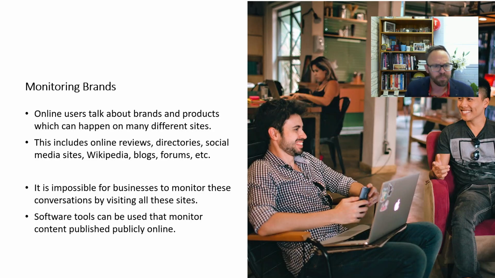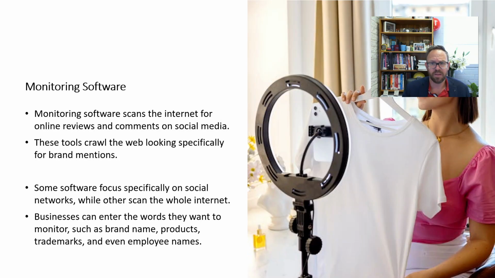Now it's impossible for businesses to monitor all of these online sites at the same time, and especially everything that's being said on there. It's practically impossible, right? So software tools can be used that monitor content that is published publicly online. The way this works is the monitoring software scans the internet for online reviews. It's like a search engine type thing, and continually searches for those key phrases that we put in there. These tools crawl the web looking specifically for brand mentions, and some of them also detect when people change content on their website.